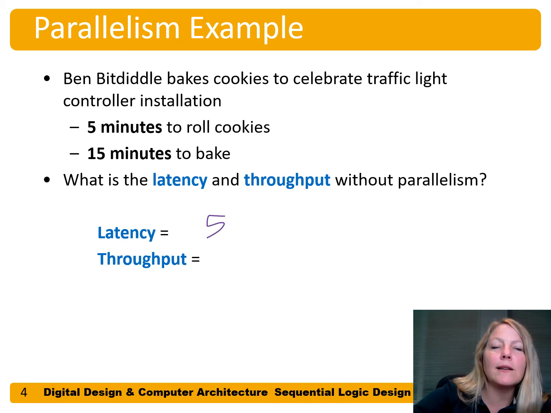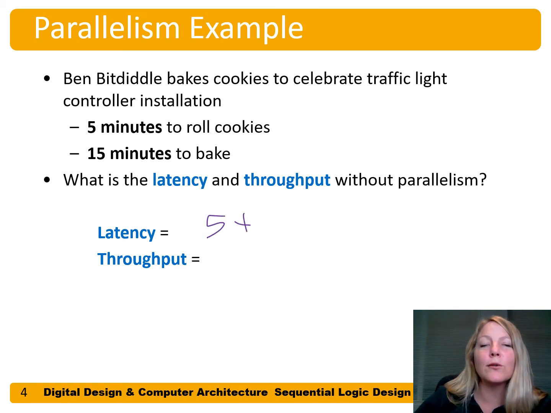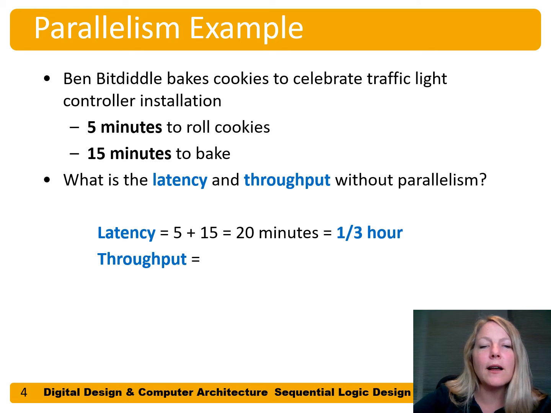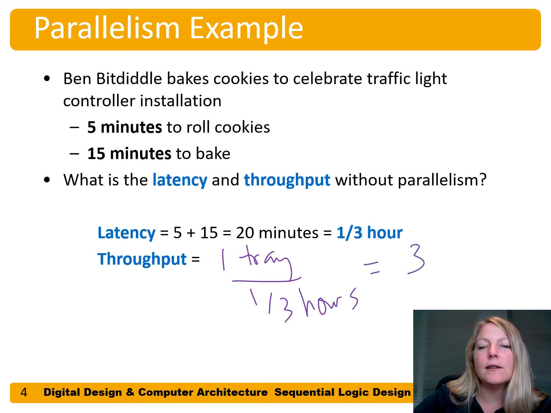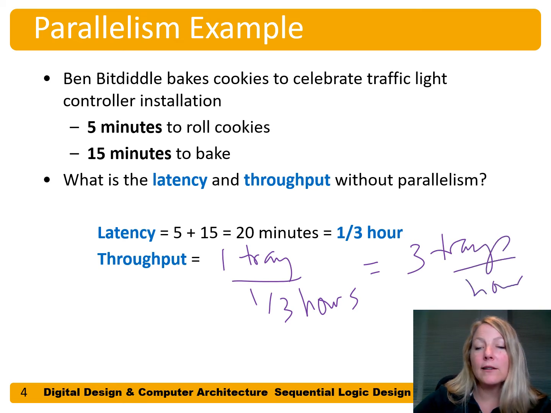Latency is just the time it takes to process a single token, or a tray. So 5 plus 15 minutes, or 20 minutes. And the throughput is 1 over that. So 1 tray per 1/3 of an hour. So it's equal to 3 trays per hour. That's the throughput, how many trays he can process in an hour.